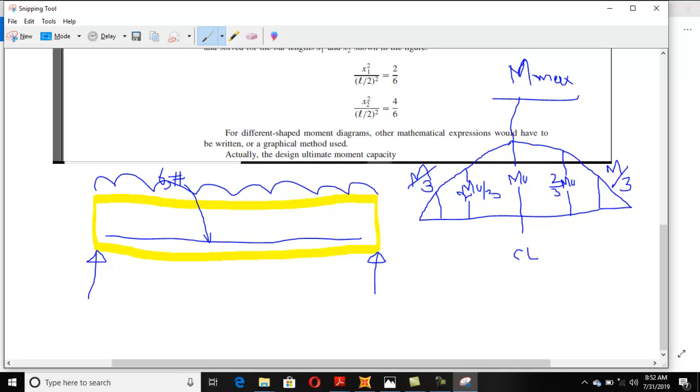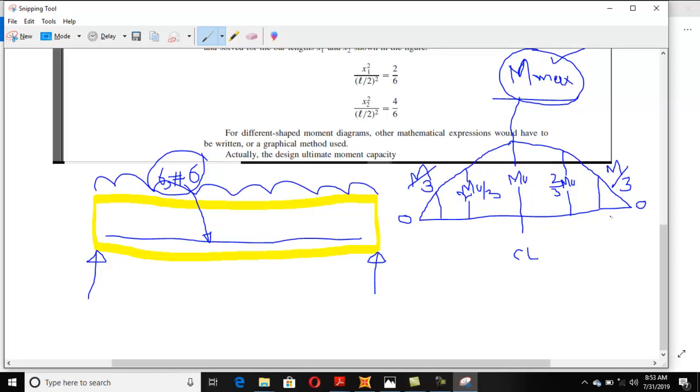Whenever we design a beam, we design it for the maximum moment and provide the steel for the maximum. Let's say we design this beam for this maximum moment, and I assume here that we get six bars, which is the requirement for this maximum moment. But as we see, the moment starts from this point, comes down and reaches zero.